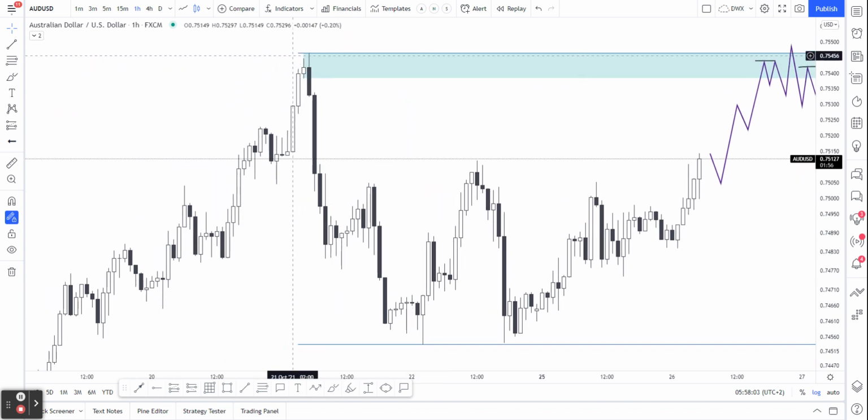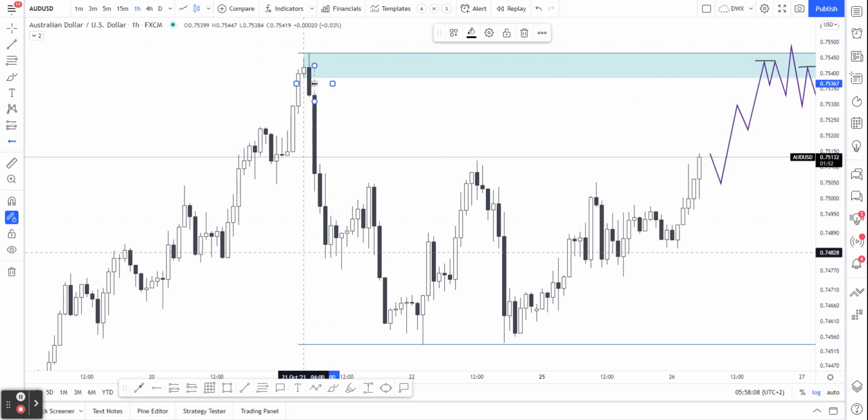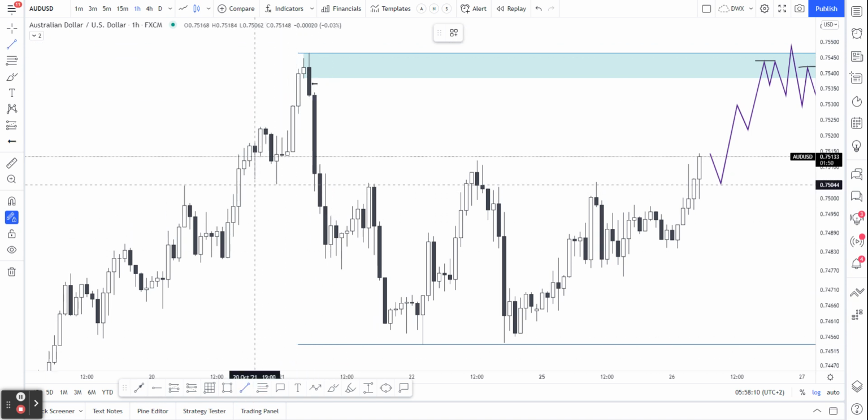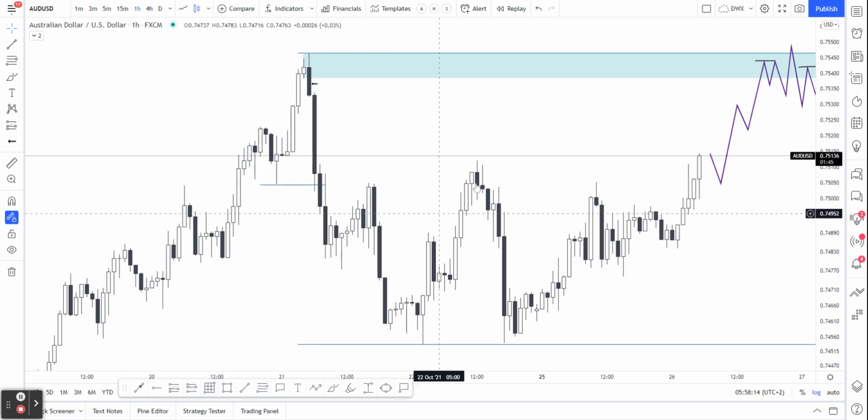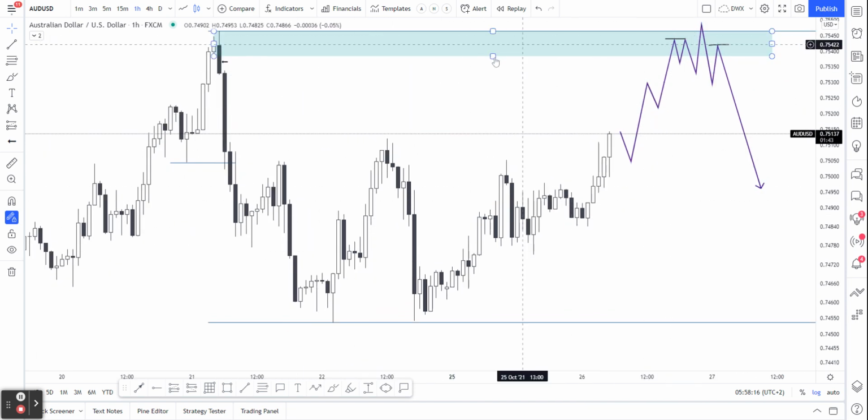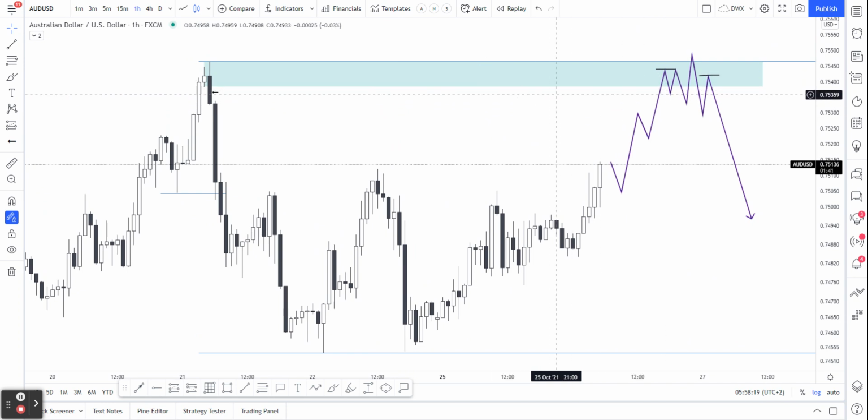We have almost a full body candle, but we have a strong leg out, imbalance, strong structure break. You can see very strong. Even though it's a minor structure break, we still have it there as well. And then price slowly coming back up into this area. So this does look like a potential sell area for me as well.